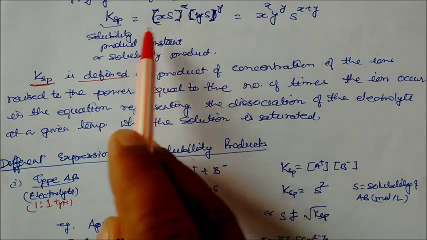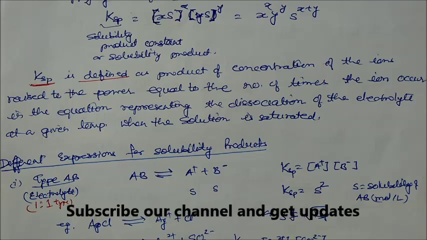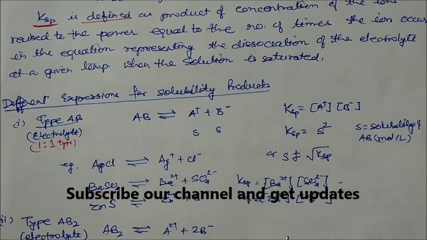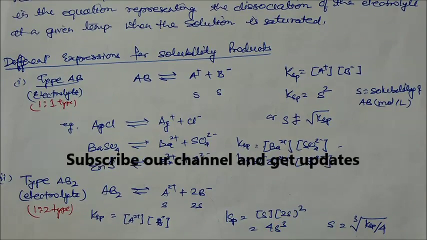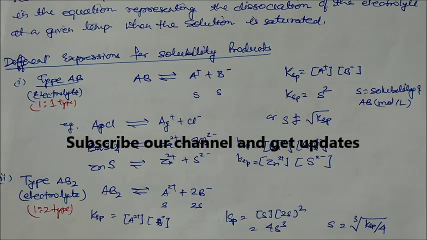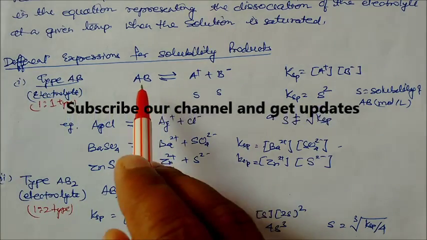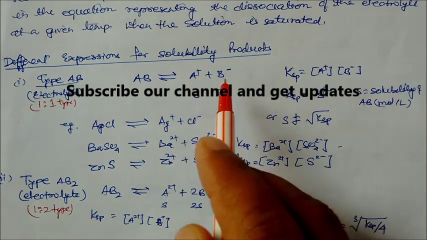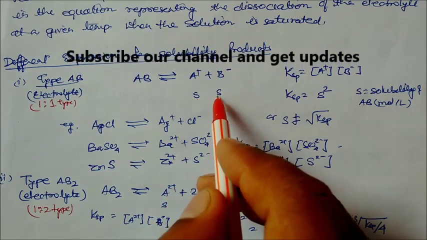So this is the definition; from this equation it comes. Let us see different expressions of the solubility product, how we express them. This is the type A. If the salt electrolyte is 1:1 type, like AB, it will be dissociated as A plus and B minus. Both have the same ion concentration, so it will be S and S.